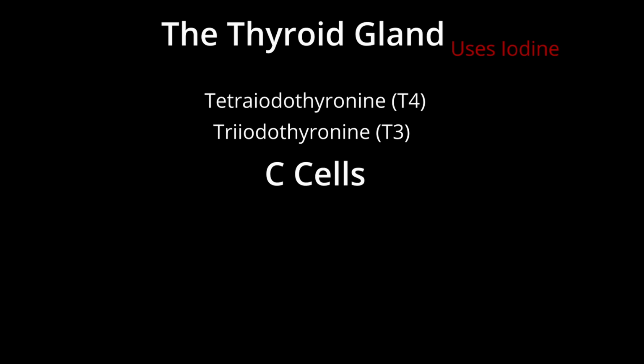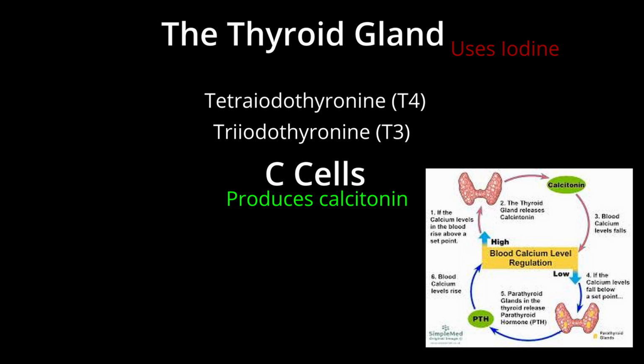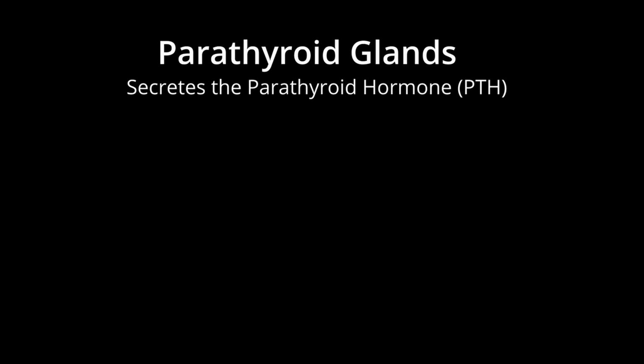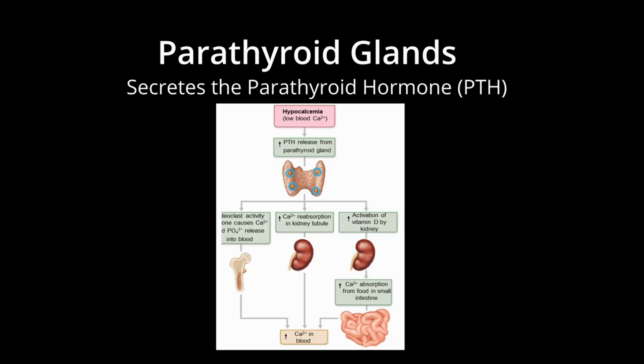It also has C cells. They produce calcitonin, which lowers blood calcium and stimulates osteoblastic activity to build bone matrix. PTH does the opposite. Now, the thyroid gland also has the parathyroid glands. They secrete parathyroid hormone, PTH. It increases blood calcium levels, so the opposite of calcitonin.